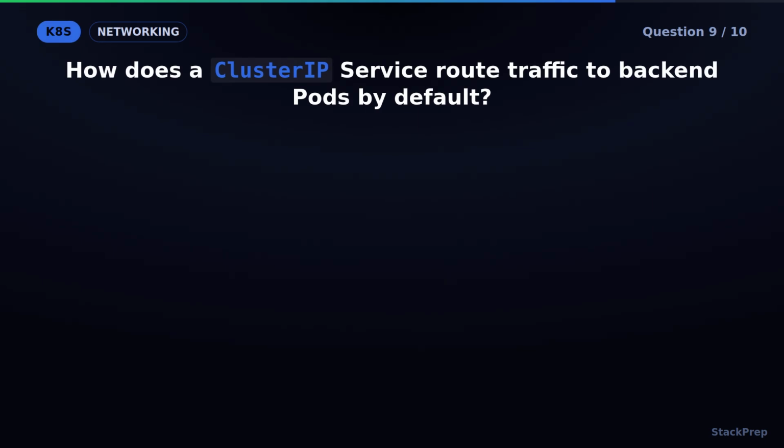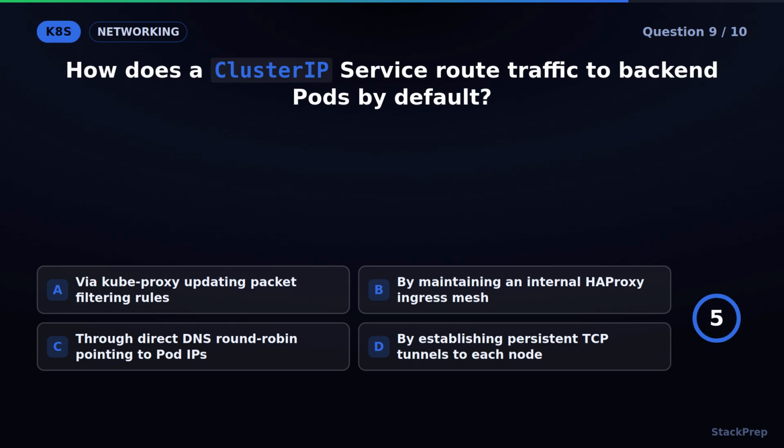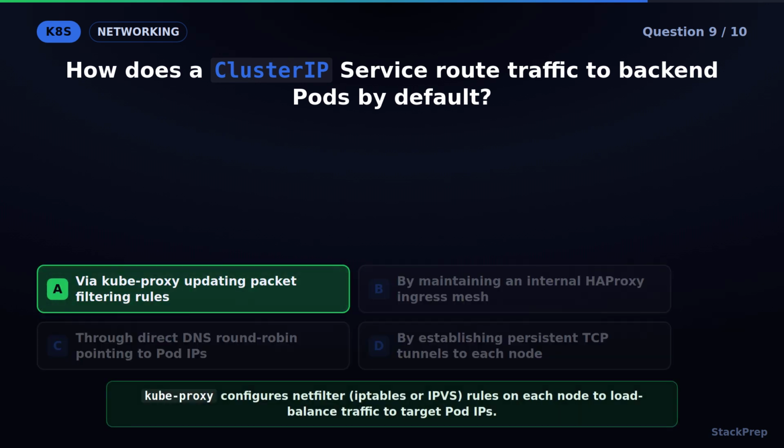How does a ClusterIP service route traffic to backend pods by default? The answer: via kube-proxy updating packet filtering rules. Kube-proxy configures netfilter, iptables or IPVS rules on each node to load balance traffic to target pod IPs.